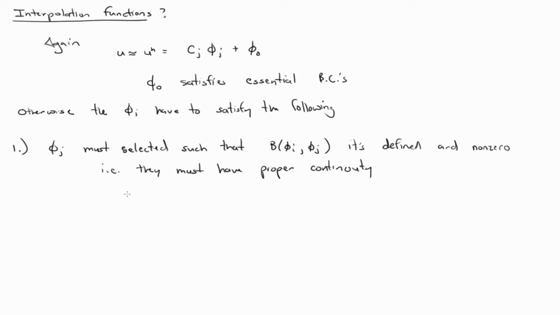So if my bilinear form has some term that has the second partial derivative of u with respect to x, and I choose my approximating function to be x, well, when I take two derivatives of it, that's going to be 0. Right? So it has to be non-zero when you plug it into the bilinear form.